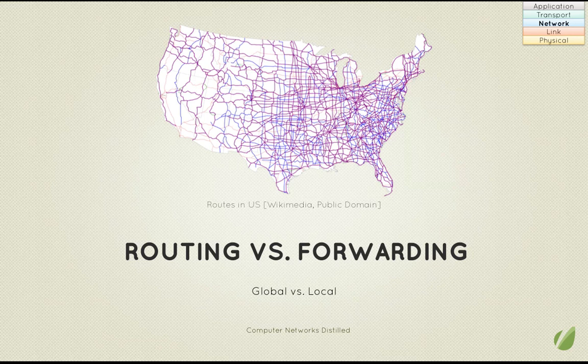By way of analogy, we can imagine routing is the process of planning a trip from California to New York and all the roads that you'll have to take to get there. Forwarding, on the other hand, is just the process of getting through a single intersection, choosing at this intersection to go left, right, or straight. This is the difference between routing and forwarding. It's a difference between global and local decisions.